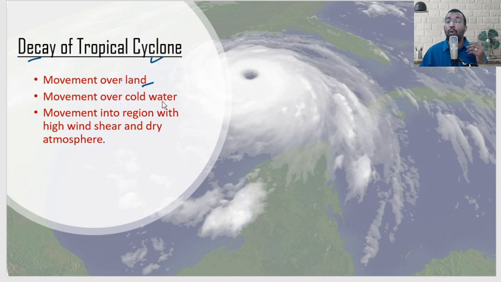As well, the movement over cold waters. The moment there are colder waters, there is no supply of moist air. You don't have evaporation, and you don't see a good amount of moisture being supplied, and it again decays. And the movement into a region with higher wind shear and dry atmosphere. As I told you, the vertical wind shear should be very minimal. If you have a higher wind shear, you don't see a good amount of tropical cyclones originating.